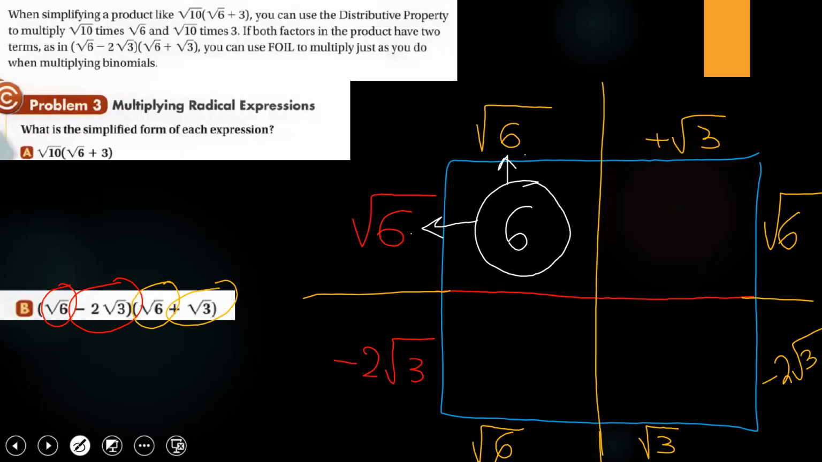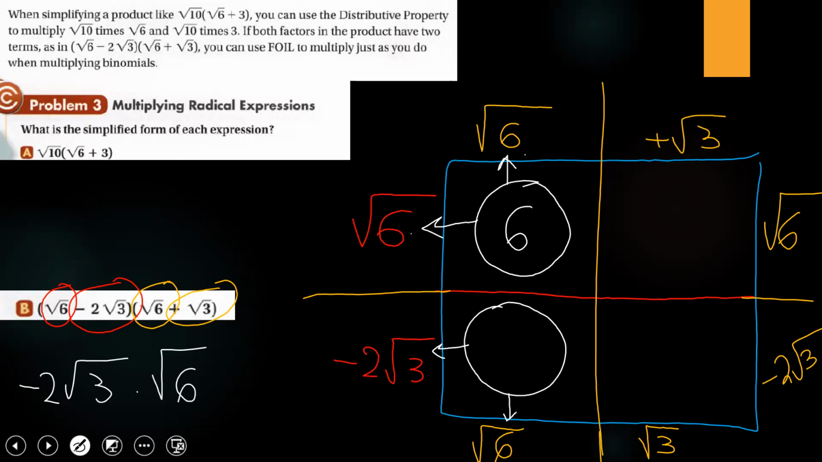Here we have to multiply negative 2 square root of 3 times square root of 6. Let's do it here. What did we have? First, you have to multiply the numbers. Then you have to multiply the numbers under the square root. We have negative 2. Write it here. Then square root of 3 times square root of 6 is what? Square root of 18. Exactly.